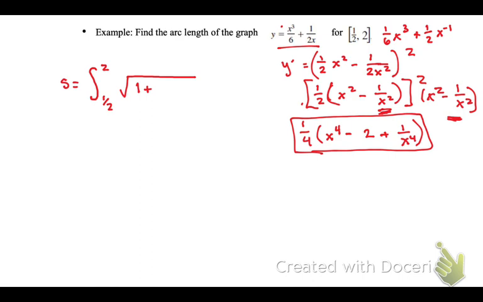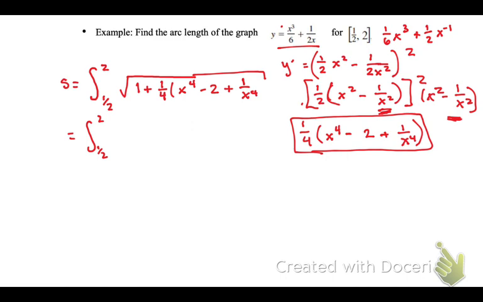Oh, I could add 1, can't I? Can I add 1? I was just looking at their work. I don't quite agree with it. When they plugged it in, their 1 disappeared. Like, it's gone. So we have 1/4 x to the 4th minus 2 plus 1 over x to the 4th.